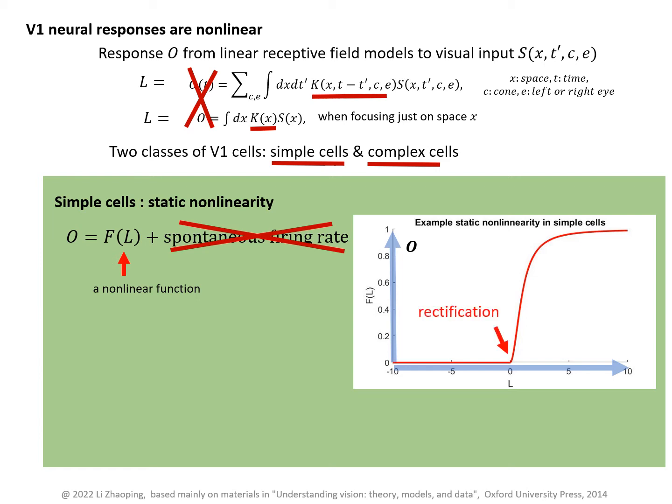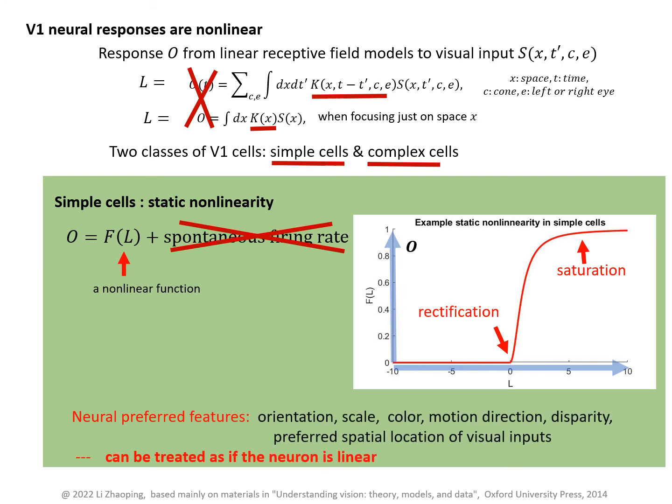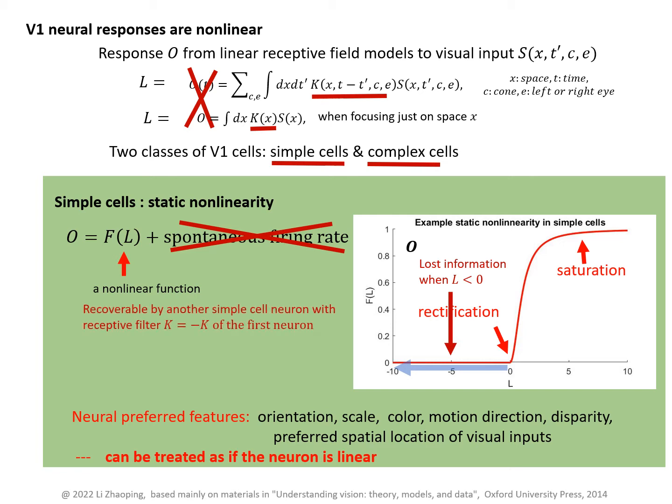Qualitatively, there is a rectification nonlinearity and there is a saturation nonlinearity. Therefore, just to examine the preferred features of a simple cell, such as orientation, scale, color, motion direction, disparity, and preferred spatial location, which is just the receptive field location, the neuron can be treated as if it is just linear. Information in this negative L region is not signaled by this simple cell. This information can be signaled by a second simple cell neuron whose receptive field filter in its linear part is the negative of that of the first simple cell neuron.